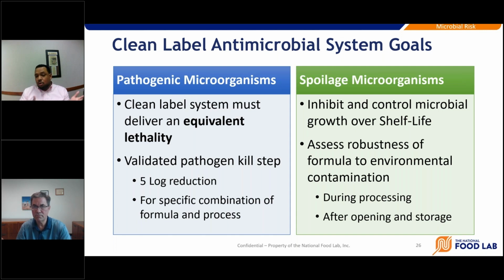In terms of spoilage, what do you need to achieve with your natural antimicrobial system? Basically, you need to inhibit and control the growth over the shelf life of your product. So your product needs to be robust enough to withstand the abuse over the shelf life of the product. Meaning, if you have a salad dressing that you're going to open and keep in the fridge for months, your product should be able to withstand that temperature abuse of going in and out of the fridge throughout the whole shelf life for those 4 or 6 months.